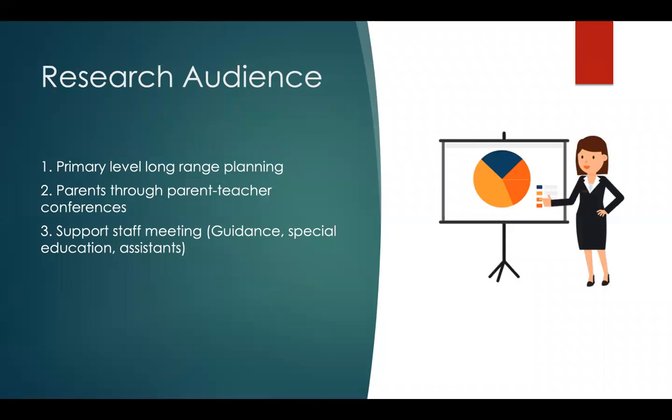Once data, potential outcomes, and differentiation are identified, it can be shared. For my action research project, my research audience would be primary elementary team members during long-range planning or any other meetings, parents through parent-teacher conferences, and support staff during their meetings. Support staff includes guidance counselors, special education teachers, instructional assistants, and even the pupil personnel worker.